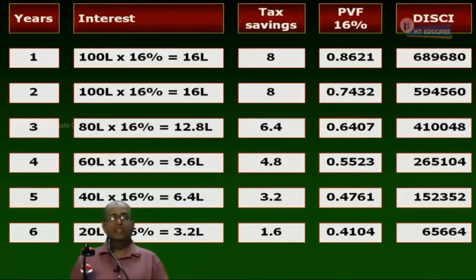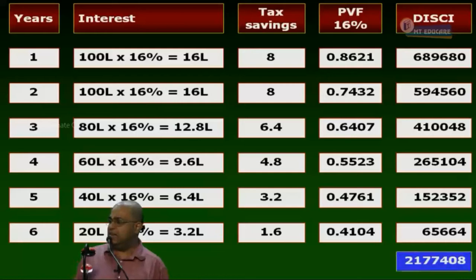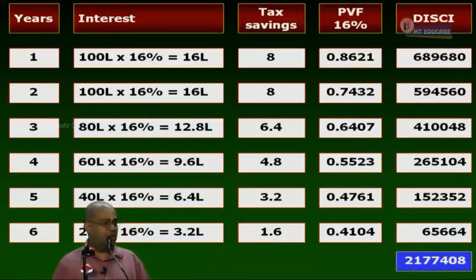Last is 1,60,000 into 0.4104, which gives you 65,664. Now, is this a benefit or a cost? How much benefit does the government give me by giving the tax shield on interest? 21,77,408. I wouldn't have got this had I gone for all equity. Yes or no? It is 21,77,408. Accepted or not?